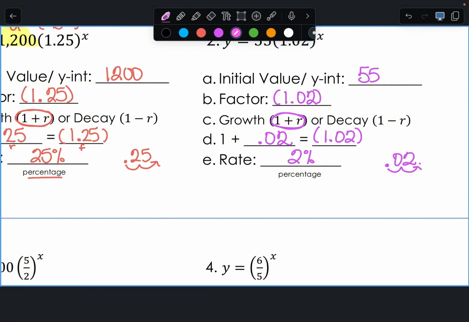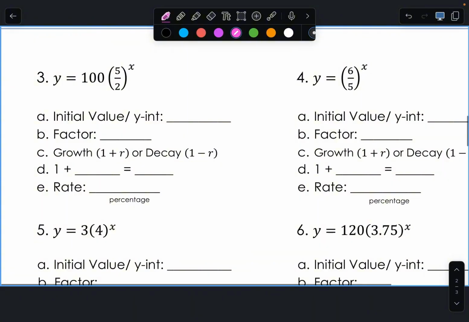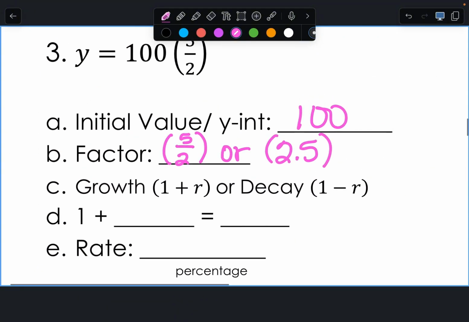Okay. Flip it over. Fraction. What's your initial value? 100. The factor is 5 over 2, or 2.5. The reason we need to be able to switch it to a decimal is because we need the rate, and to do the rate, we need decimal form. Is this growth or decay? Growth. Now, what did we add to 1 to get to 2.5? 1.5.